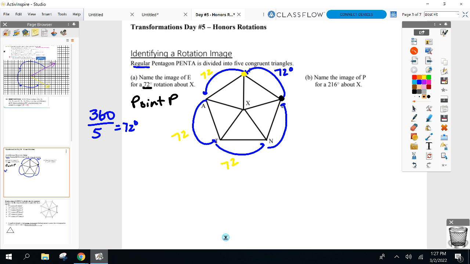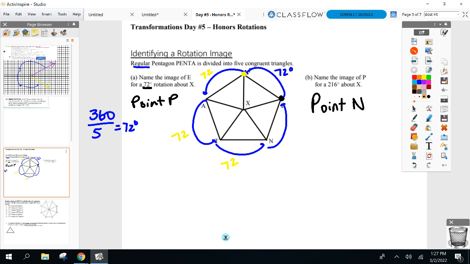So if I start at P, go 216 degrees, what vertex do I end up at now? Point N. All right? So don't let it scare you that I'm not going 90, 180, 270. It's probably going to have some type of relationship to the figure you're rotating around.